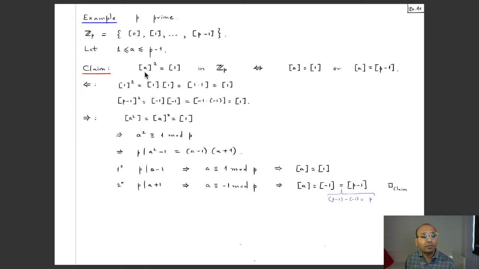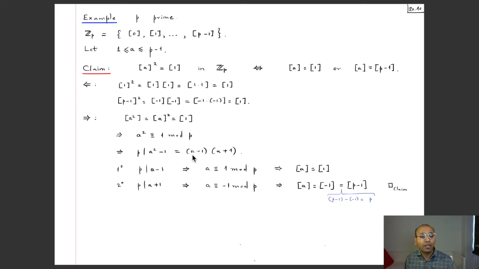If you have that the square of something is the multiplicative identity, let's note that the equivalence class containing A square is the same as the equivalence class containing A multiplied by itself, so A square. And since these two equivalence classes are the same, this means that A square is congruent to 1 mod P. That means that P divides A square minus 1. But A square minus 1 factorizes as A minus 1 times A plus 1. And since P is a prime and it divides the product of these two integers, it has to divide at least one of them.